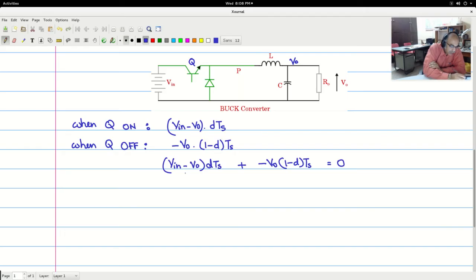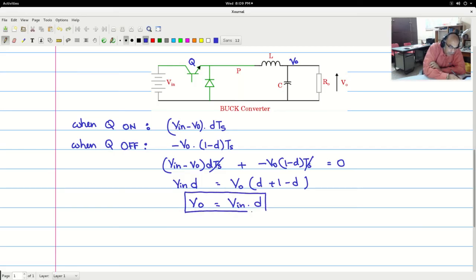Be careful with the signs. Now Vin d, because now you can cancel out Ts, is equal to V0 times d plus 1 minus d. So V0 will be equal to Vin into d. This is a very useful relationship in terms of the parameter duty ratio.